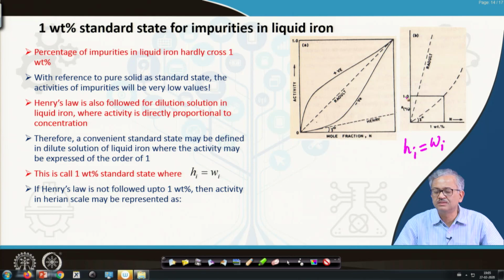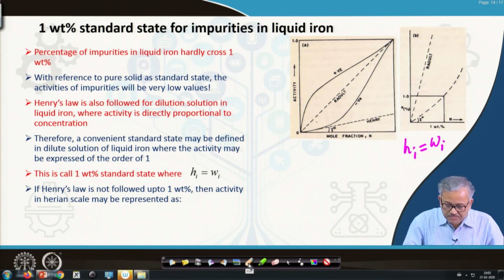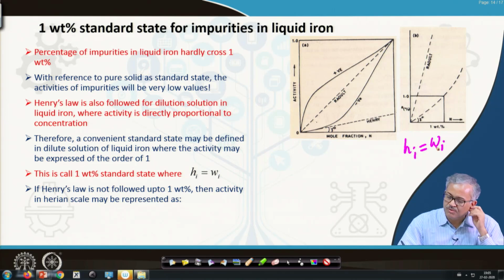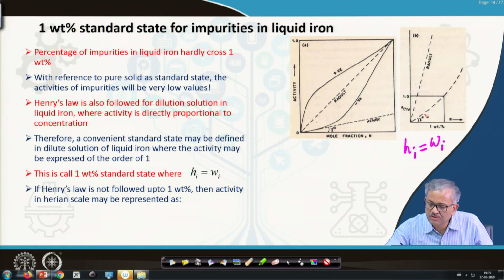This is not the Raoultian scale with pure solid at the standard state, this is another scale, called the Henryan scale. In that scale, the activity is equal to the weight percent. If Henry's law is valid up to 1/8%, that is, it is a straight line portion, then Hi is equal to Wi. I have just defined another standard state, where activity on the Henryan scale becomes 1 when weight percent is 1, because Henry's law is valid up to this point.